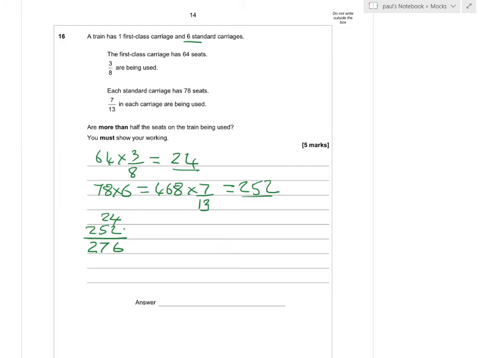Alright, so we've got to work out how many. 276 used. Right, how many altogether? There are 468 and 64 altogether. 2, 1, 3, 1, 5. So 532 are there altogether.